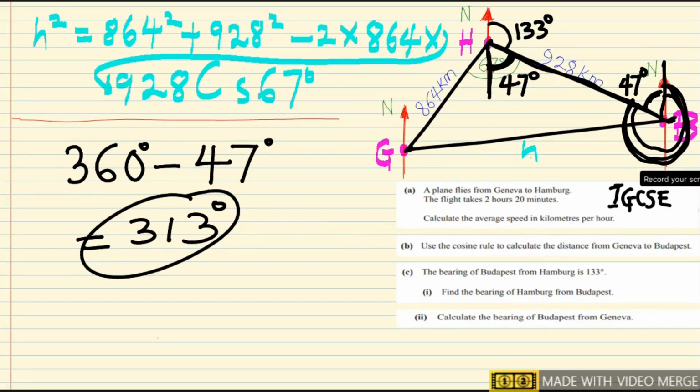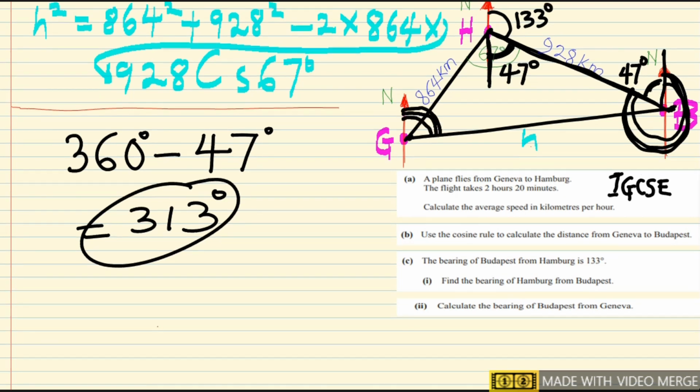Finally, we have to calculate the bearing of Budapest from Geneva. Budapest from Geneva, B from G. That means as we stay on G, we turn around this way. So here's the angle we are looking for. We want to find that angle over there.